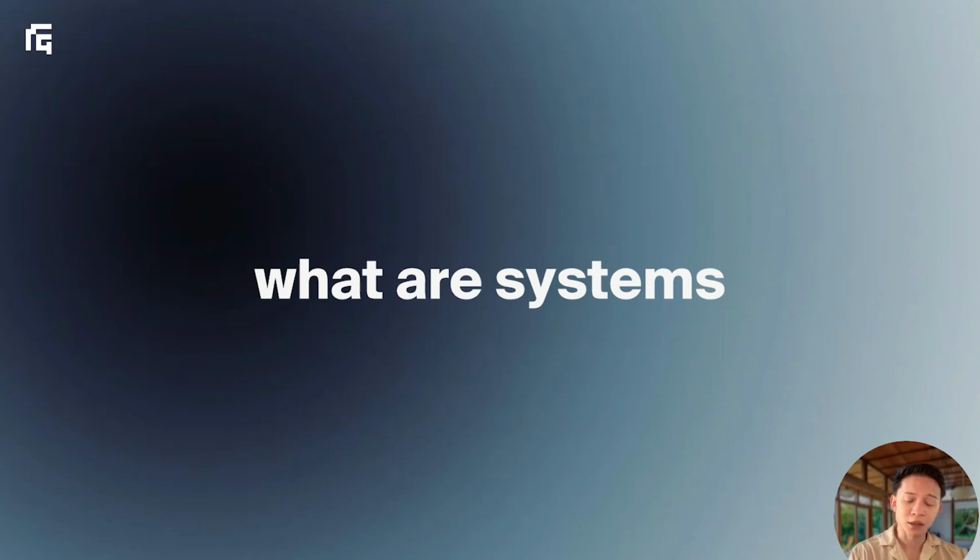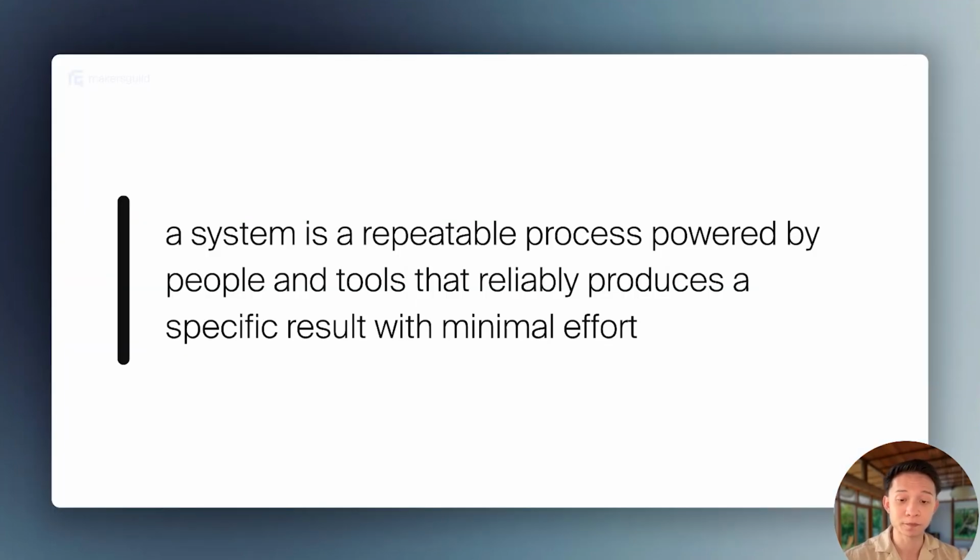So now we know why systems are important to create. What do they look like? What exactly are systems? And that's what we're going to go through on this part of this video. So I like this definition of a system. A system is a repeatable process powered by people and tools that reliably produces a specific result with minimal effort. So it's quite a mouthful.